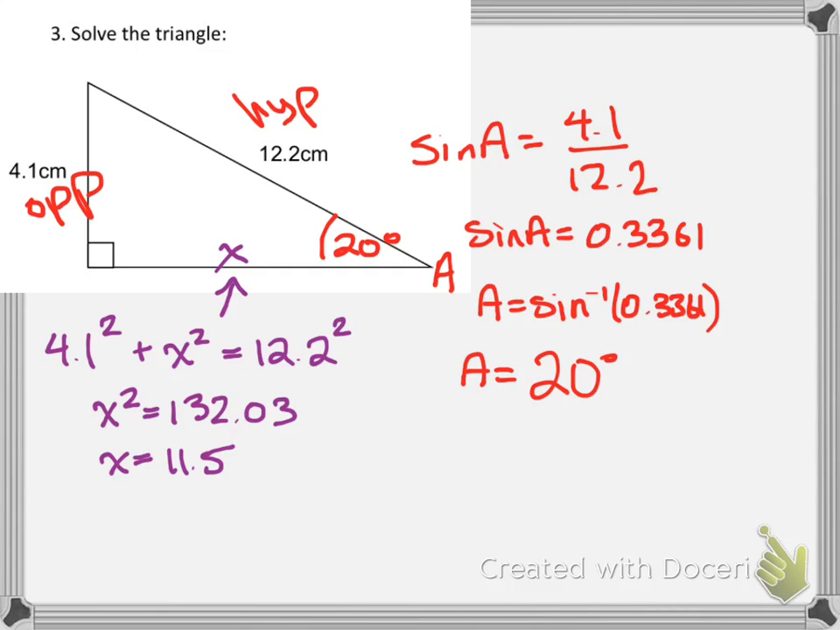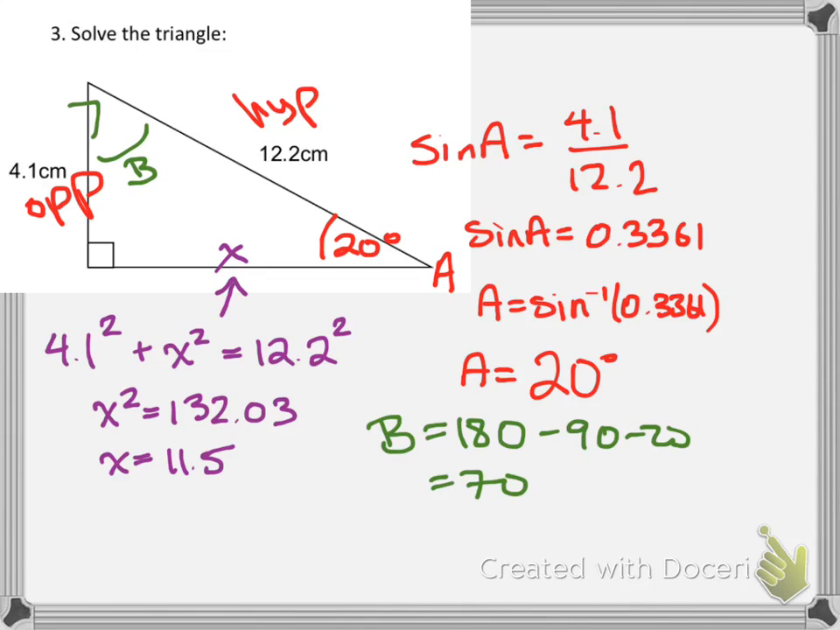So I can add into my diagram 20 degrees there. And now for the last angle up there, B, we can just use the fact that all triangles have to add up to 180. So B has to be 70. Okay.